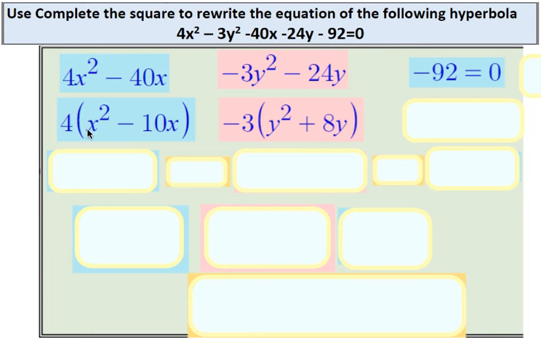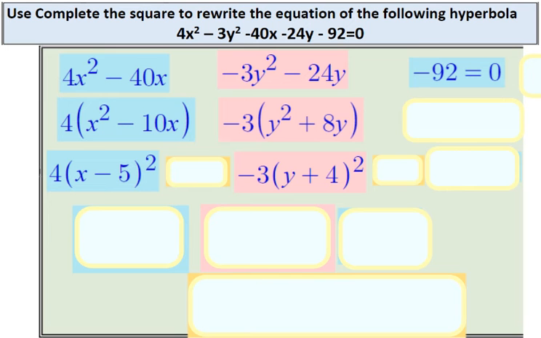Now, the fundamental part of complete the square is we take half of the variable term. In this case, I take half of the negative 10, and it gives me negative 5. So I say x minus 5 quantity squared with the 4 in front. I do the same thing over here with the y term. I take half of the 8, so I have y plus 4 quantity squared with the negative 3 in front.